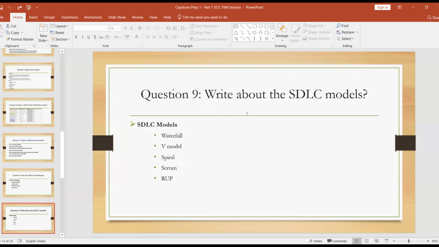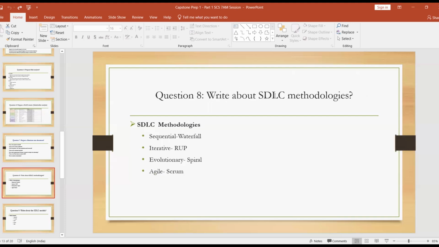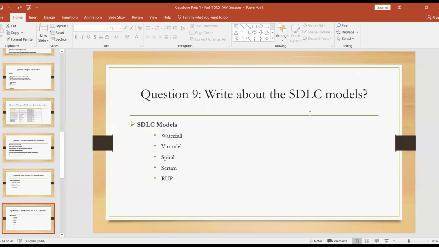The next question is similar: write about the SDLC model. In the previous question, we spoke about methodologies; here we will speak about models. What is the difference between methodologies and models? Let us try to understand. A methodology is a set of guidelines which is released, whereas models follow those guidelines and go through the process of the software development lifecycle. In a similar way, you have to understand the differences and write the answers for your questions related to methodologies and models in the eighth and ninth questions.